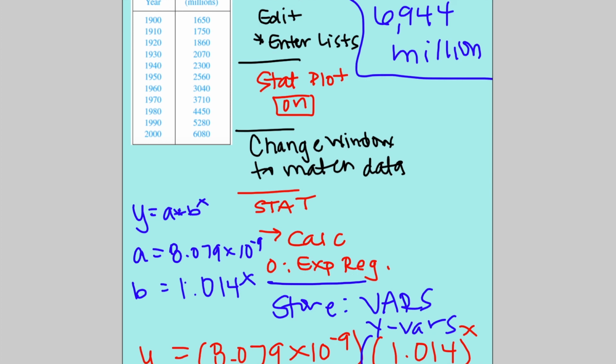You have one of these on your homework. So just the same type of directions, but you'll be using different data for that one. Okay. And that is it for our exponential regression.